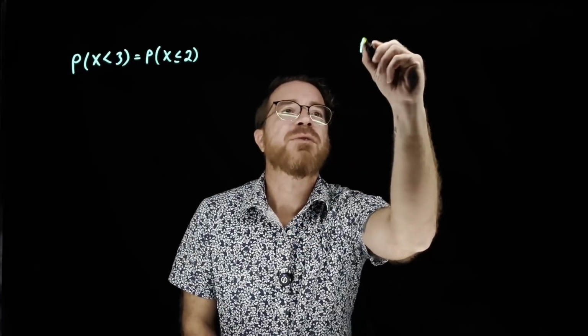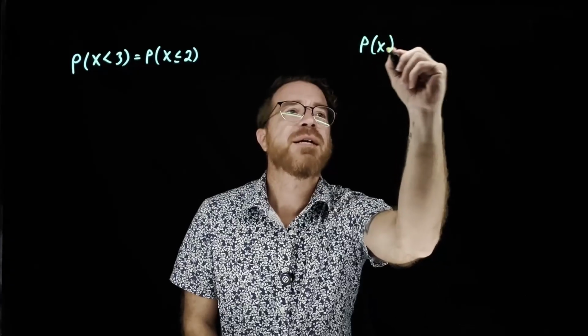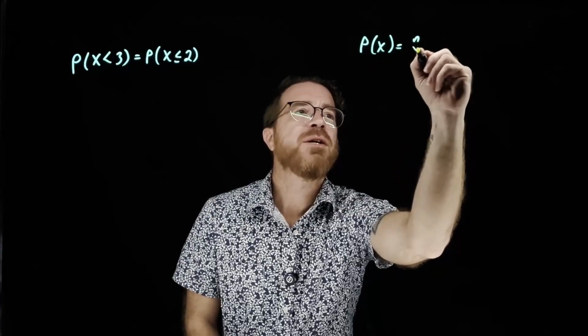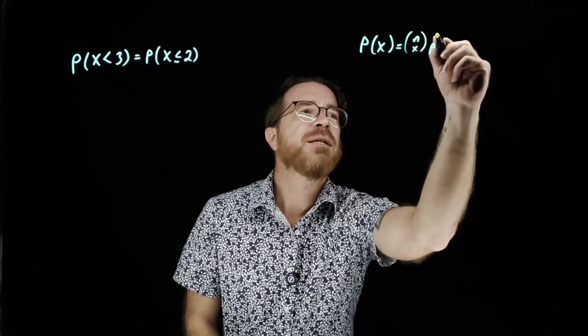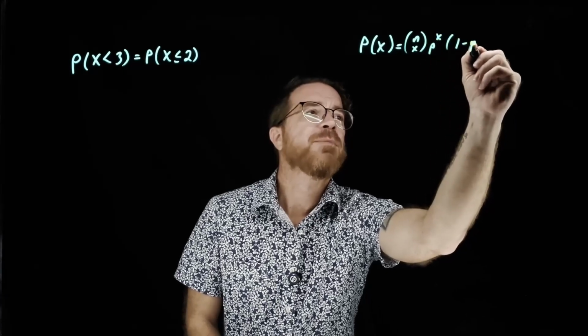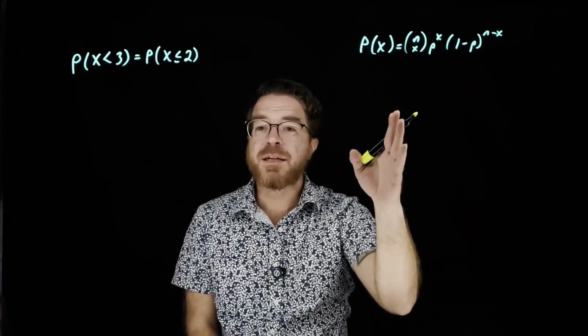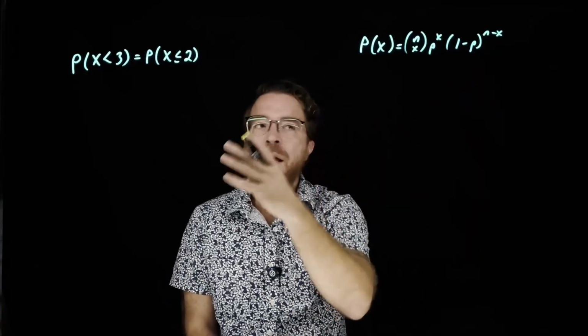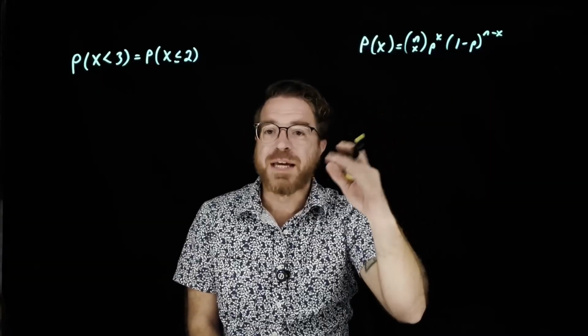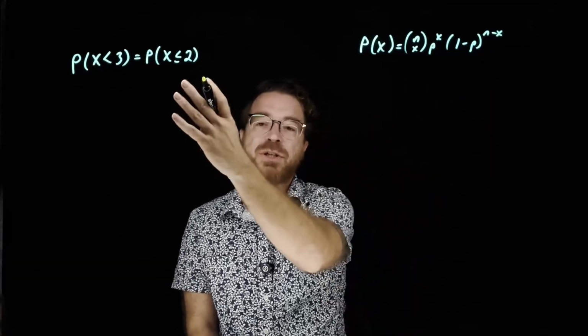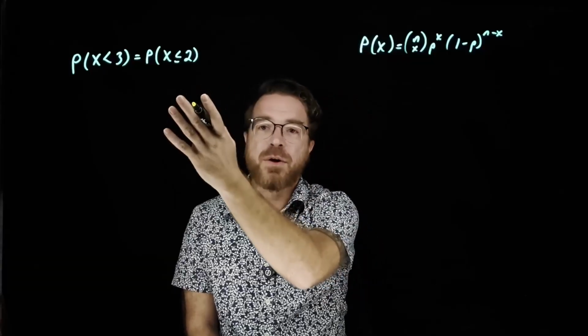We're going to be using the fact that the probability of X is equal to n choose X, p to the X, 1 minus p to the n minus X. Because this is a discrete probability distribution, and this solves for the probability of a specific outcome, we can't actually use this formula to solve for this directly.